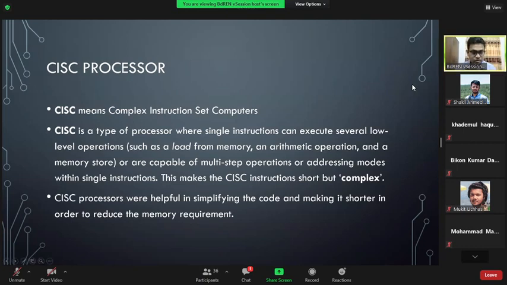Fine. All right. So, the CISC processor. We know that it's a complex instruction set computer, in short CISC. You can see that a single instruction can execute several low-level instructions. Don't worry, I will explain. It is capable of multi-step operations. That means this is more complex. That's why the name is complex. I will show you the example.